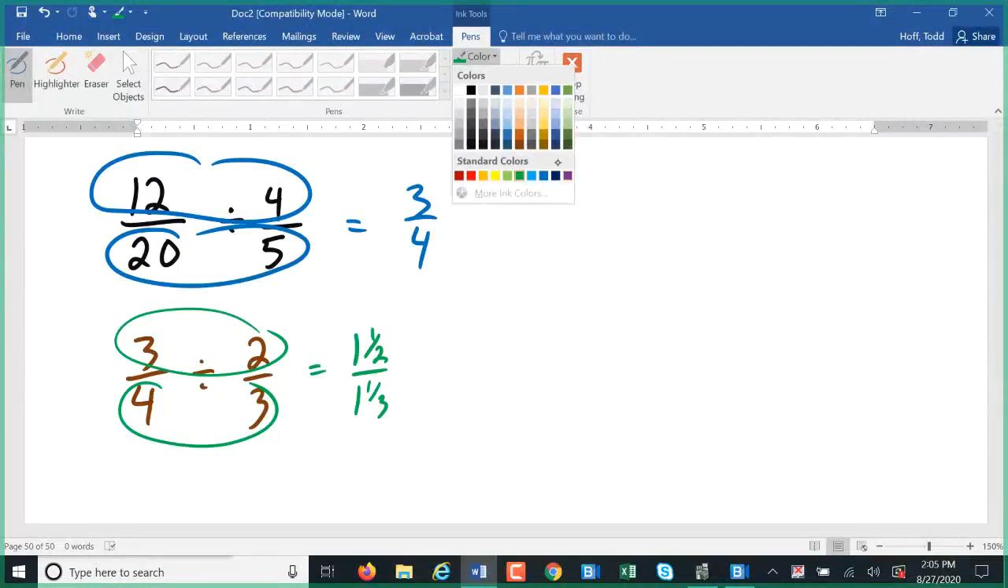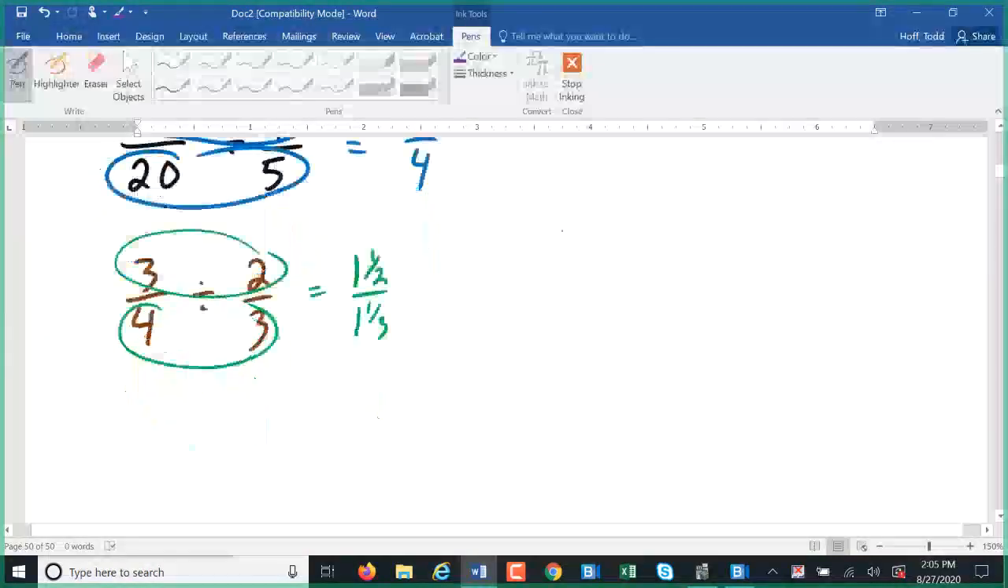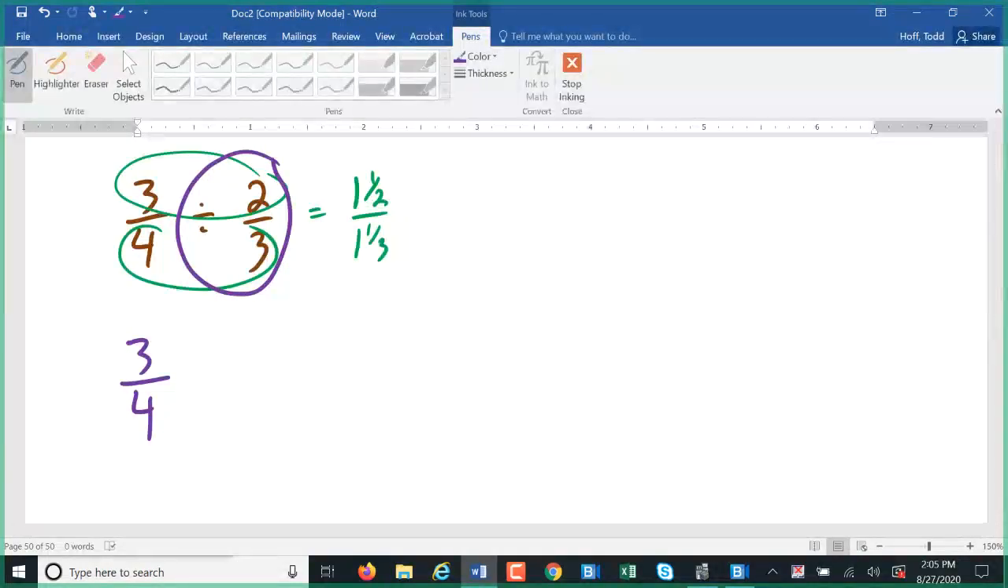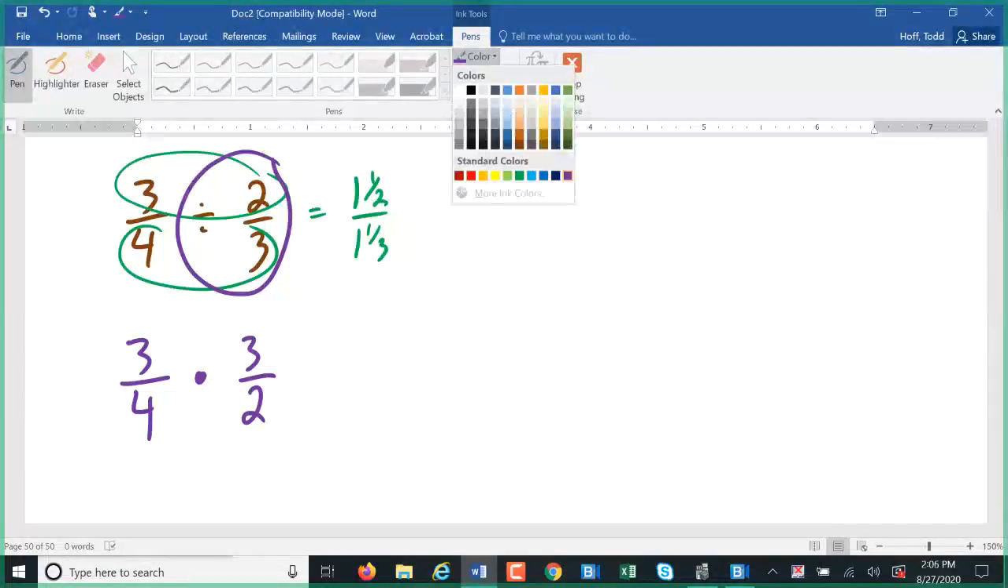So when we see problems like that, what we've been taught to do is multiply by the reciprocal. Remember, the operation operates on the number that comes after it. So that division goes with the 2/3. When we change the division to multiplication, the 2/3 gets changed to 3/2. That reciprocal, remember, is just flip the number over, exchange the numerator and denominator. And now it is multiplication in every way.